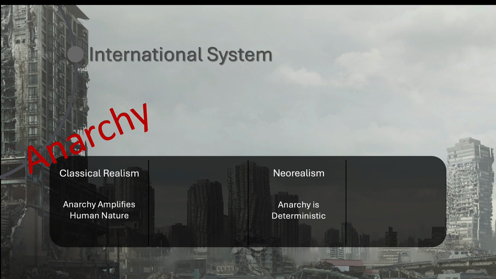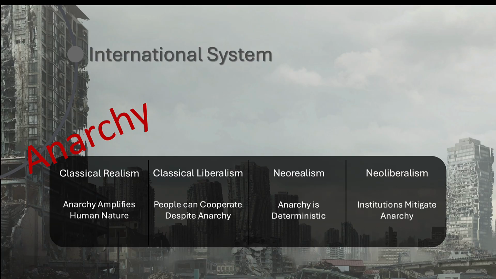Classical liberals, on the other hand, acknowledge anarchy but don't see it as fatal. They acknowledge that there's no world government, but maintain that that doesn't mean that order is impossible. Human beings, after all, have formed societies and laws without a Leviathan before, and for classical liberals, this suggests that reason, institutions, and shared values can overcome the constraints of anarchy. Neoliberals take that one step further by showing how states cooperate under anarchy. For them, institutions matter, not just symbolically, but functionally. They help states share information, monitor compliance, and reduce the cost of cheating. Thus, while anarchy may shape the system, it doesn't eliminate the possibility of meaningful and durable cooperation.